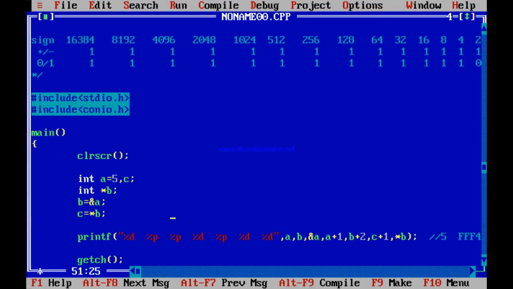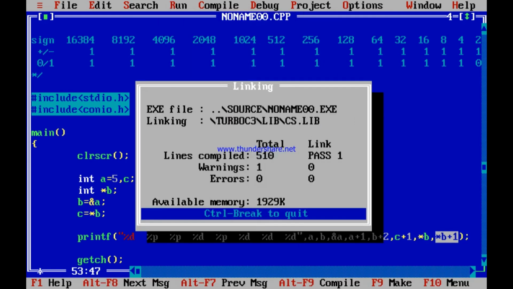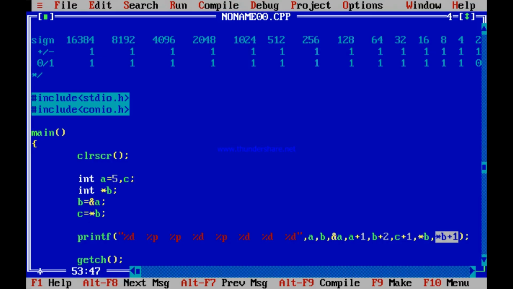Star B. B is an address. Content of B, content of B is what? 5. Now you can check out all possibilities. Suppose now I print star B plus 1. Star B is how much? 5. So 5 plus 1 is how much? 6. So what is this? This is an integer, star B. B is FFF4. Star B is content of FFF4. What is that? 5. 5 plus 1 is how much? 6. What is that? A decimal number. So print that with percent D. What will be printed? 6, star B plus 1.